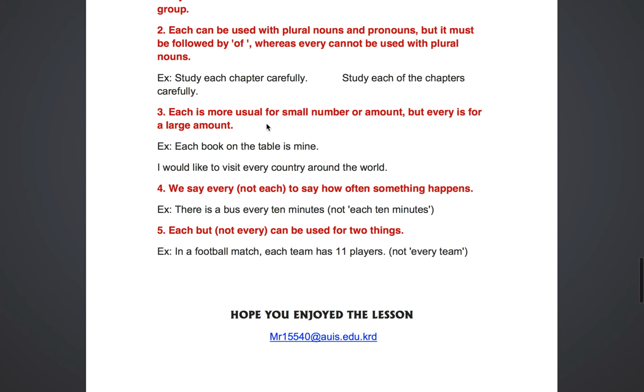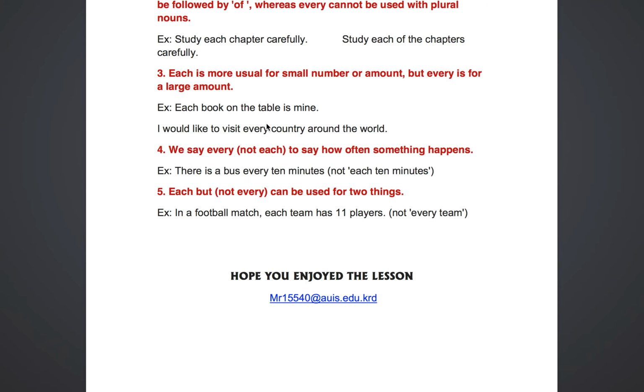Let's look at some examples here. Study each chapter carefully. Study each of the chapters carefully. When we have a plural noun, you have to use of the with each, but you cannot use every with plural nouns. Never ever. But here, each chapter is a singular countable noun, so you don't have to use of. So this comes directly before the noun we have.